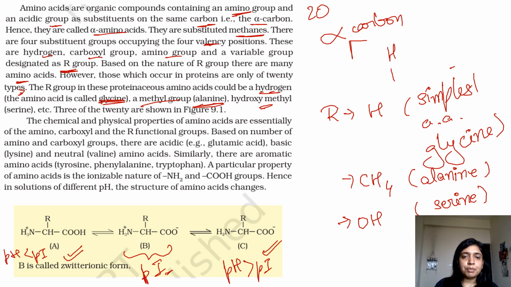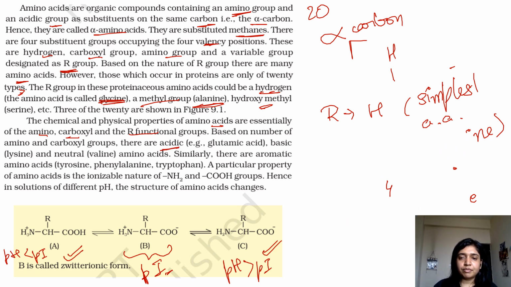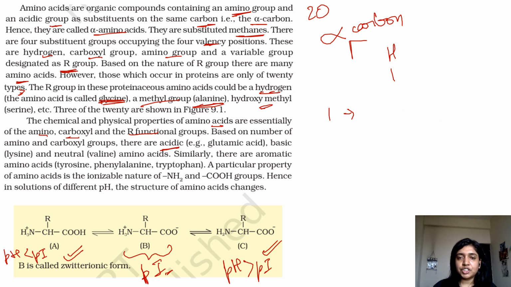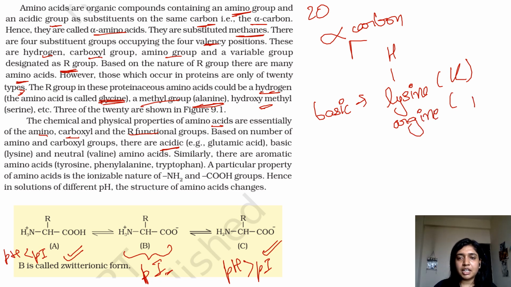The chemical and physical properties of amino acids are essentially those of the amino, carboxyl and the R functional groups. Based on the number of amino and carboxyl groups, there are acidic amino acids. Questions have come from this part, so let's just write it down. Which amino acids are acidic, which are basic, and which are polar, which are non-polar. These are some of the important things that you must know. When we are talking about basic amino acids, you have two: lysine, which is represented by K, and arginine, which is represented by R.